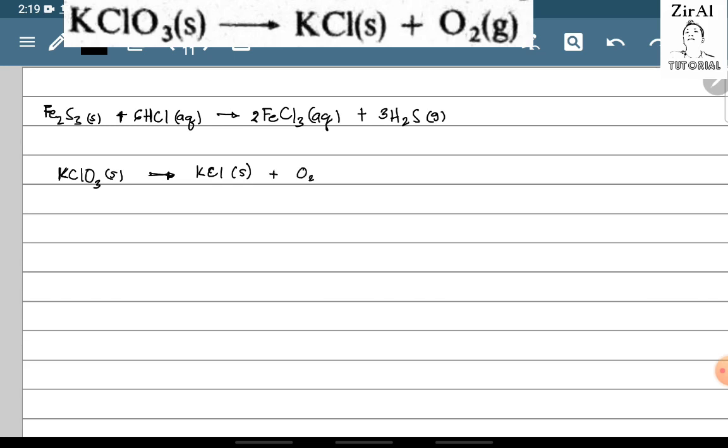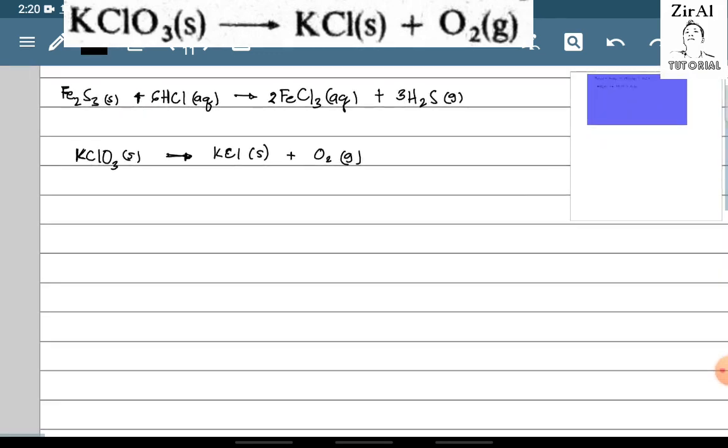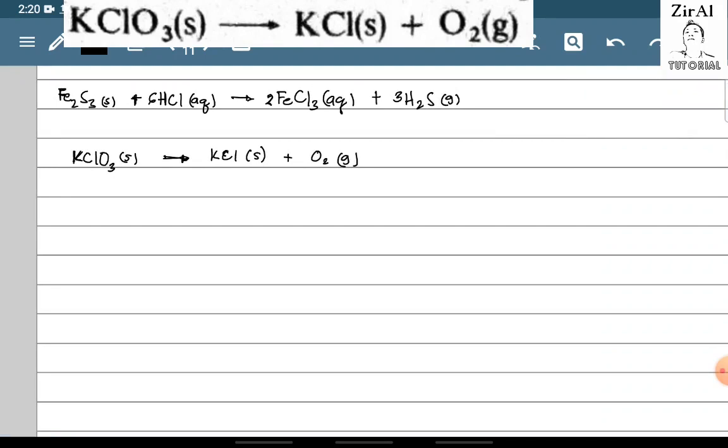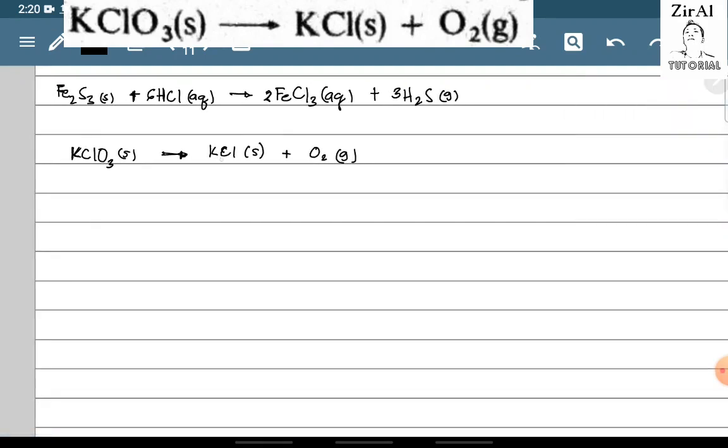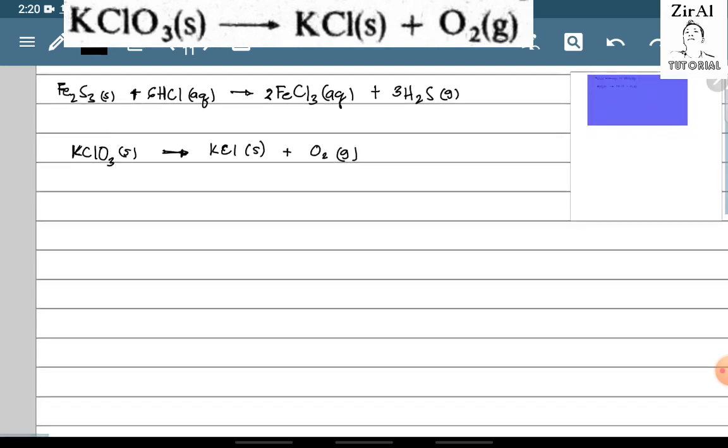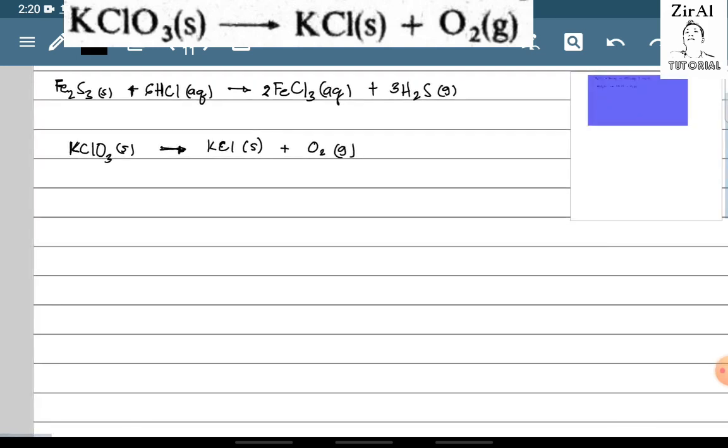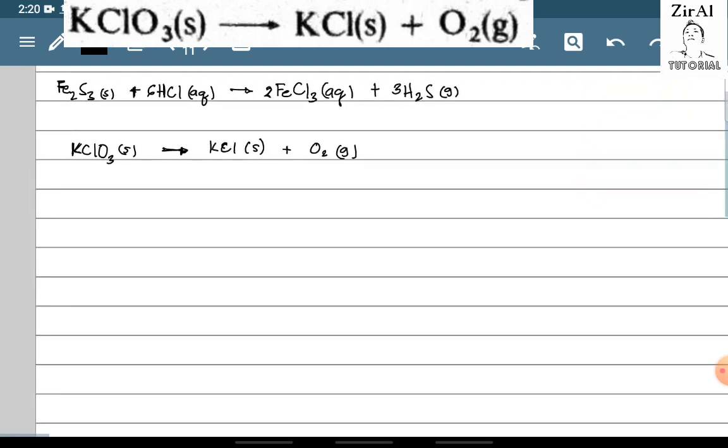Anyway, chemical reaction types are another topic. We are provided with the chemical reaction, and we only need to balance this one. Then you have O2, which is oxygen, a diatomic gas. By trial and error, we can see that potassium, K, has one atom on the left and one atom on the right. Then we proceed to chlorine. Chlorine has one, and chlorine on the right also has one. How about oxygen? You have 3 atoms of oxygen, while on this part you have 2.